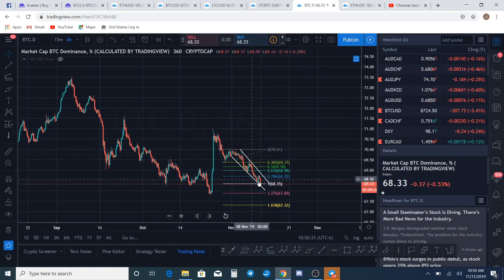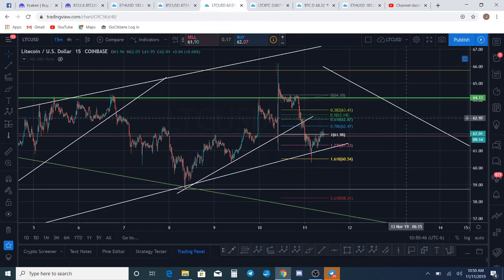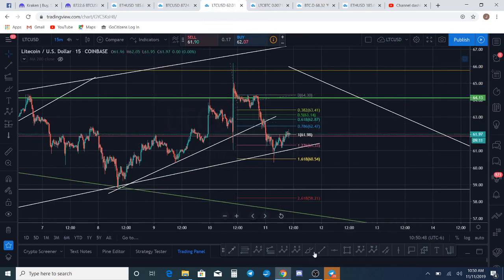And we're coming to the end of this move here. We're coming right to the 1-to-1 extension. Looks like we're finishing up a wave here. Looks like we should be making a turn to the upside pretty soon, if not tomorrow or later on tonight. I don't know. We'll have to wait and see and watch that. Timing is always difficult. But looking at the Litecoin chart, I've got a couple of ways to count this, but here's my favorite count right now.